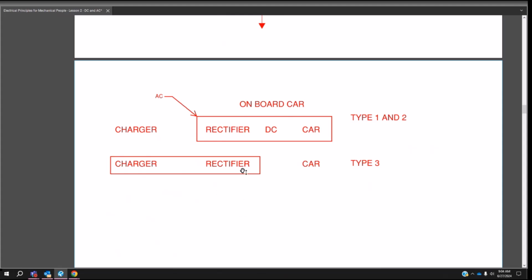However, if you take the rectifier out of the car, you can push a lot more current, a lot more energy, to the car itself, because the rectifiers can be much, much larger in physical size and physical weight. The larger the rectifier, the more energy you can push through it. I don't want that large rectifier on the car, so I pulled it off. And that's where we get type 3s from.